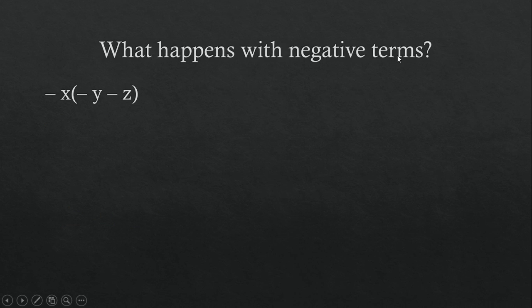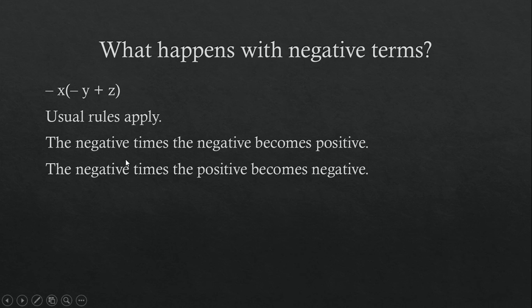What happens with the negative terms? Same rules of multiplying negatives still apply. So here we have negative x times the difference of negative y and z. The negative times a negative becomes a positive. Negative times a positive becomes a negative. Did I get that right?